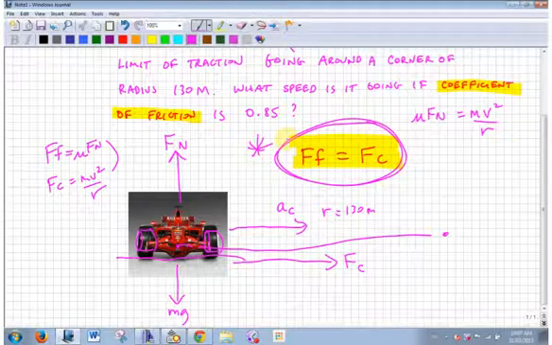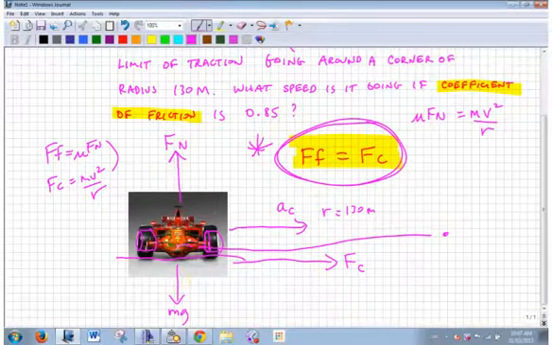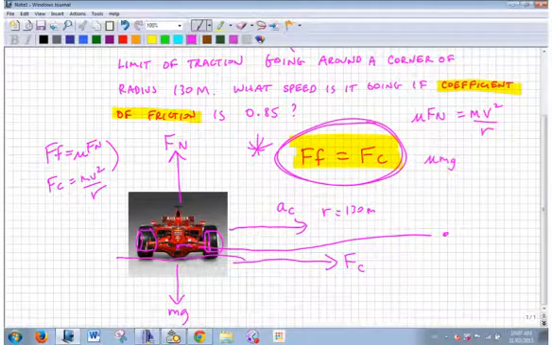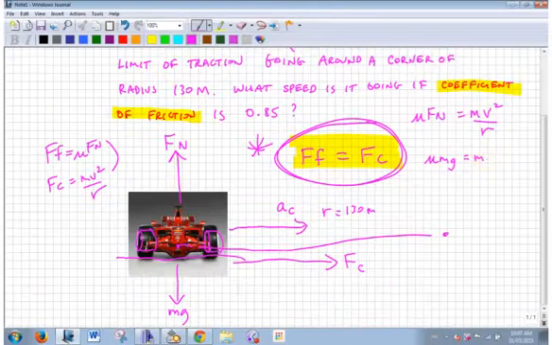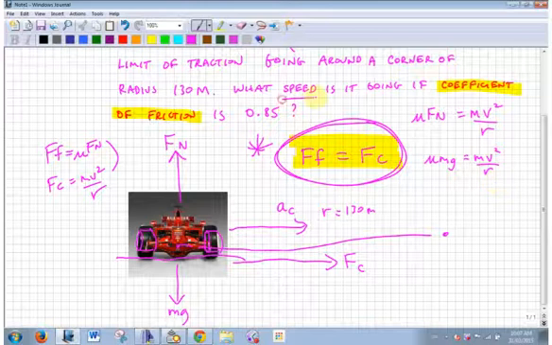All right? So what's Fn? Well, I know that's mg. Okay? Because this thing isn't moving here. This is balanced force-wise. So mu mg equals m v squared over r. Okay, I'm asking for the speed. That's the only unknown I should have.